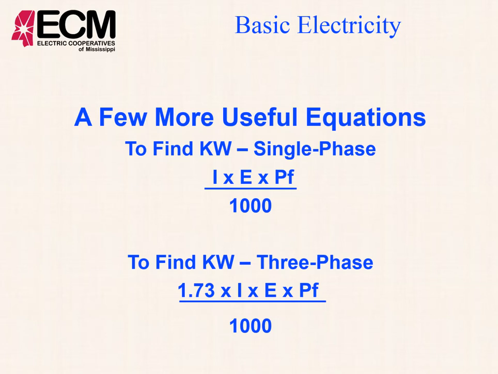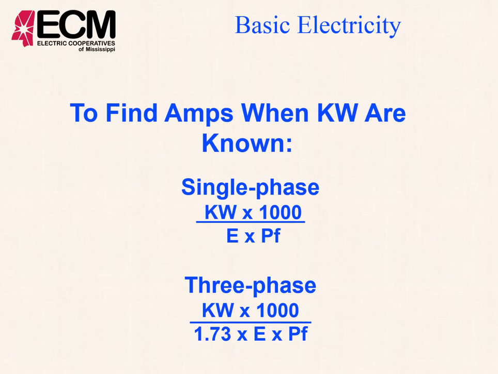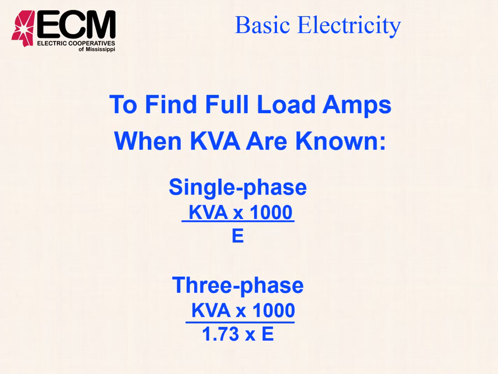So there those are. Find the amperage when kW is known. Single phase: kW times 1,000, divided by voltage times power factor. Three phase, same thing. Okay.